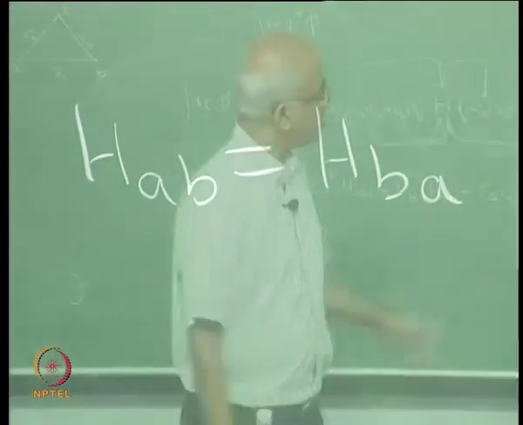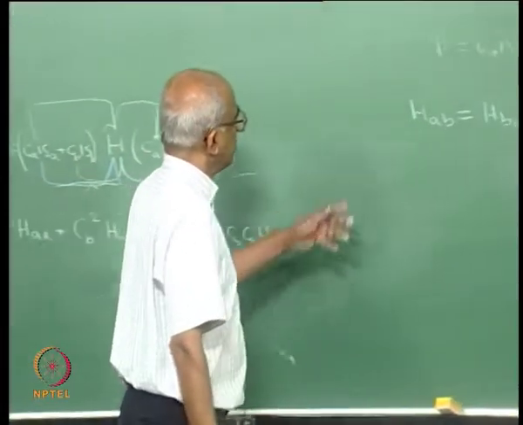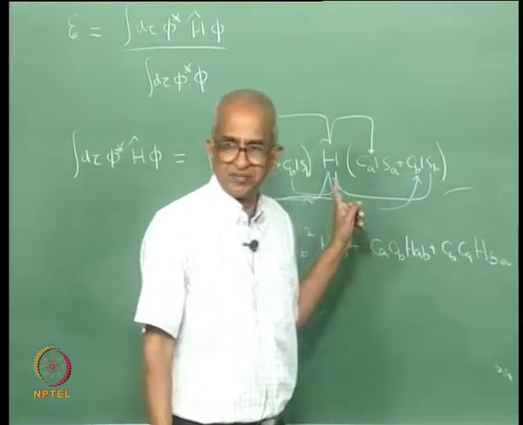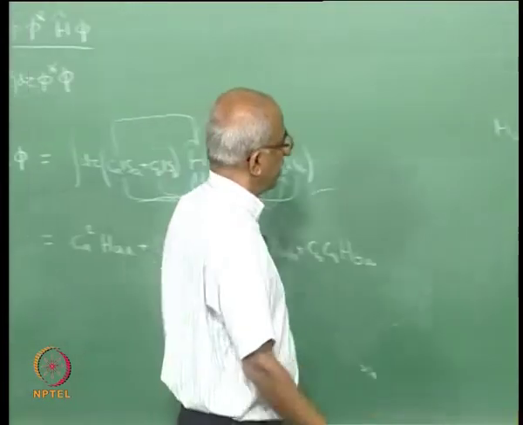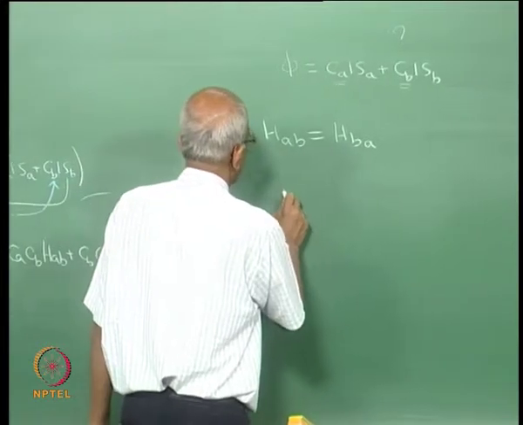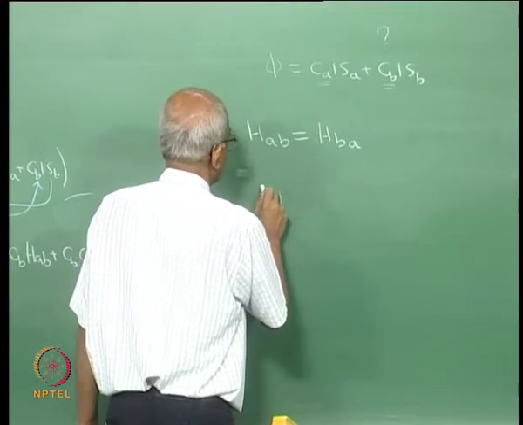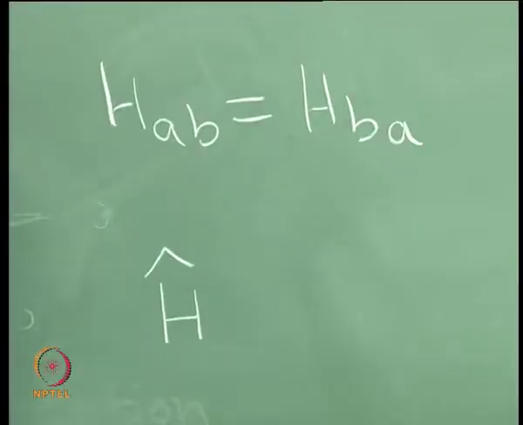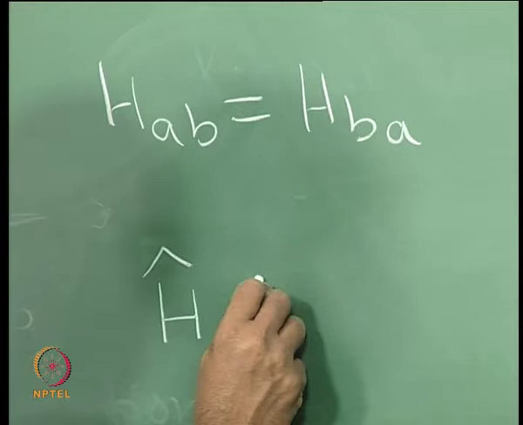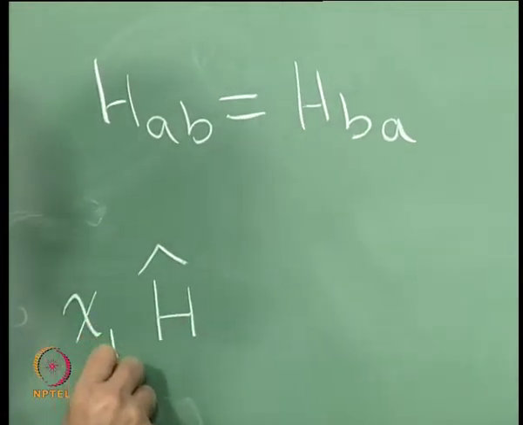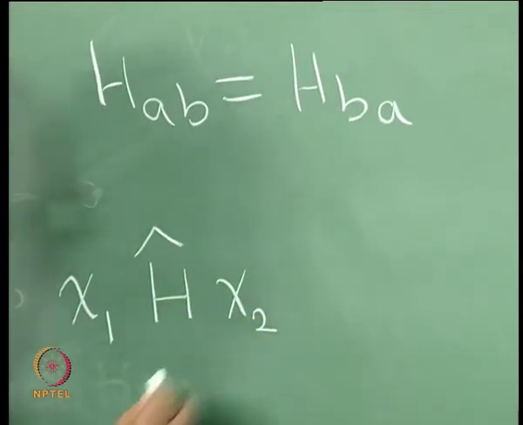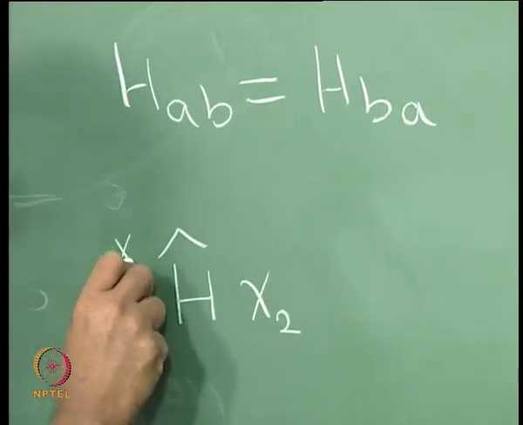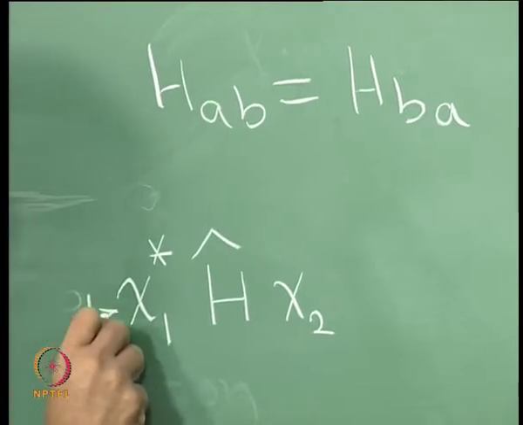Now, how do I prove this? Well, I know that H, the Hamiltonian operator, is a Hermitian operator. What is the meaning of saying that? The meaning is that if I had any 2 acceptable functions, what notation shall I use for acceptable functions? Maybe chi1 and chi2. I take chi2, allow H to operate upon it, multiply it by chi1 star, integrate over the entire space.